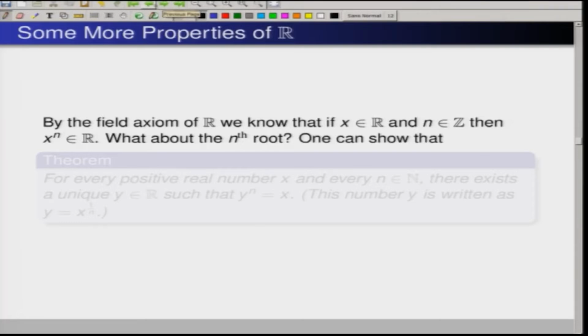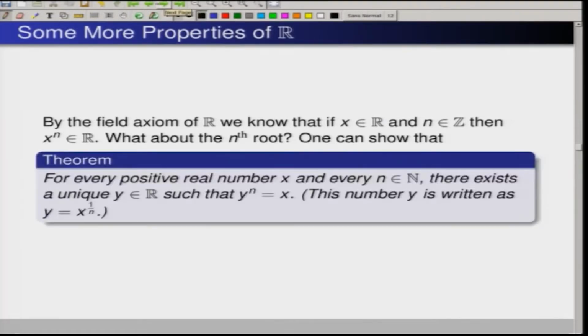So, what one can show is that if we have a positive real number x, then for every n there exists a unique y such that y to the power n equals x. In other words, one can write y equal to x to the power 1 by n. So, if I take any positive real number, then I can define the square root, cube root, fourth root, fifth root, everything, every 1 by n for any n.